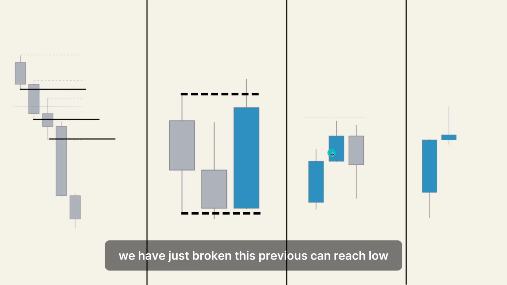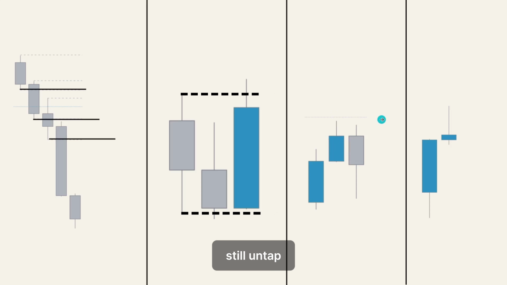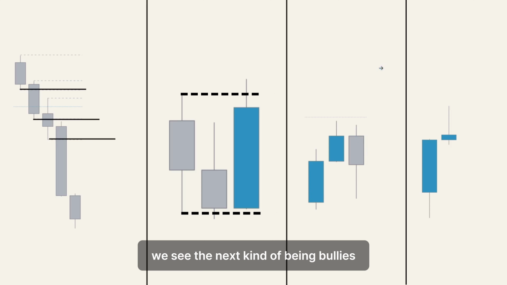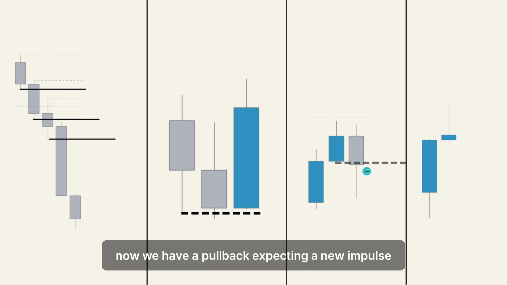The next one, we have a scenario where we are following a bullish trend. However, we have just broken this previous candle range low, and the previous candle range high is still untapped. Using this, we can see this as a normal stop and go model. We see the next candle being bullish to follow this previous bullish trend. All it is, is a previous impulse. Now we have a pullback, expecting a new impulse.